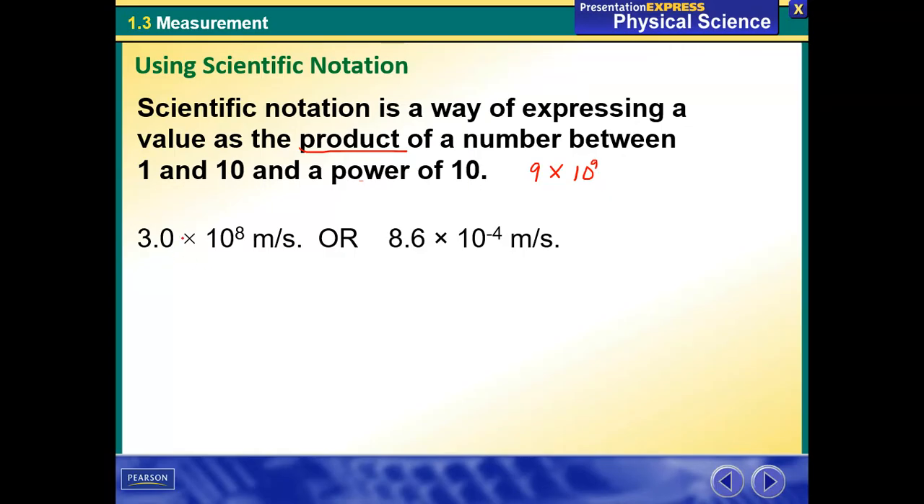Here are other examples of how we can write it. 3.0, again, notice this number in front is between 1 and 10, and then here, 10 to some kind of power. One thing I want you to know is that it says between 1 and 10, so note that it cannot be 10. It has to be less than 10. Over here, we have 8.6, again between 1 and 10, times 10, and then my power is to the negative 4. It's okay that it's negative. A couple of things I also want to point out is that this number right here, we sometimes call the exponent, and that exponent can be positive or negative.